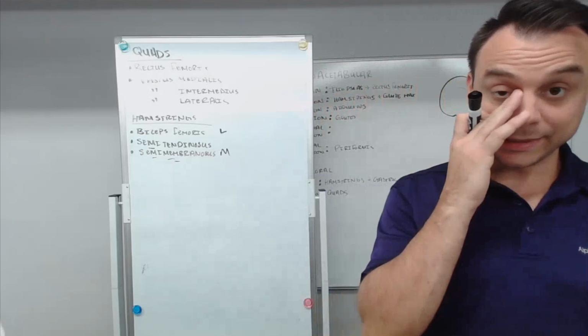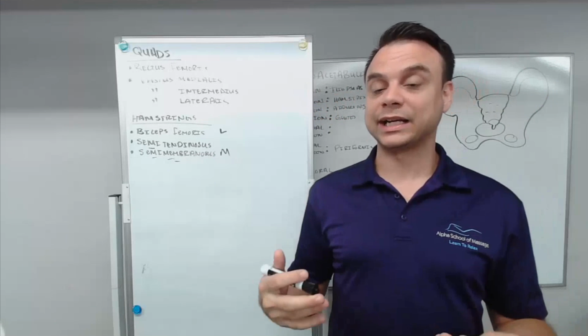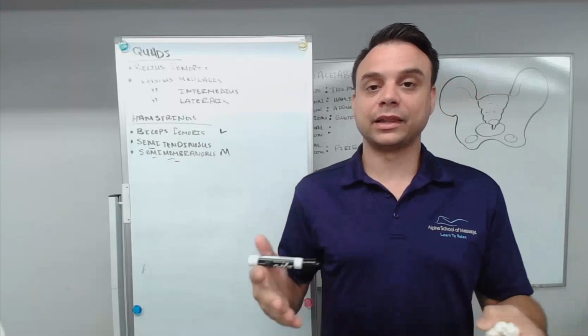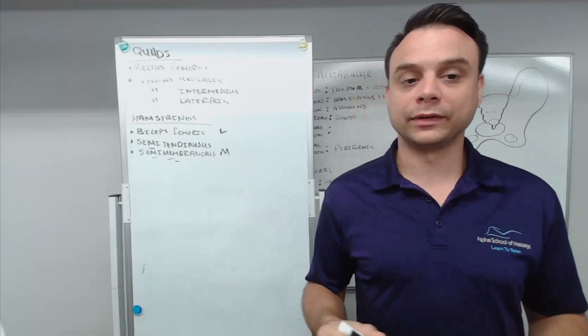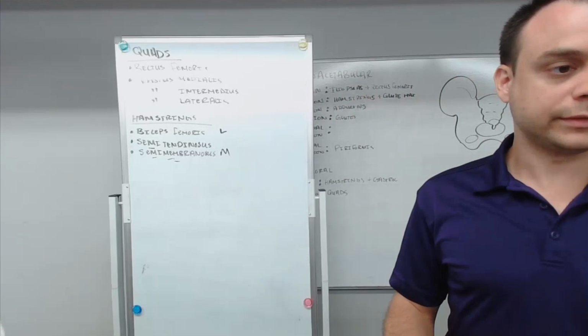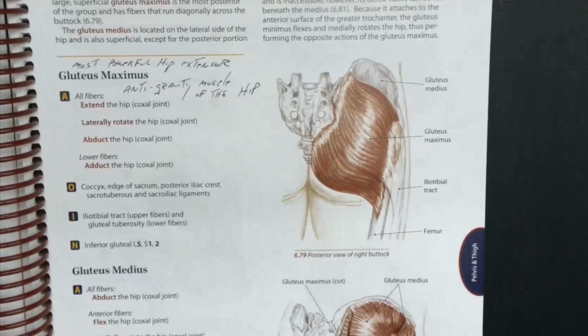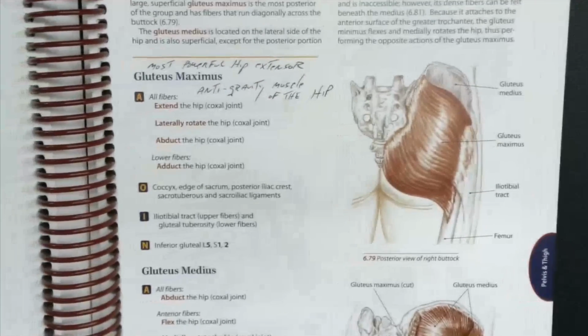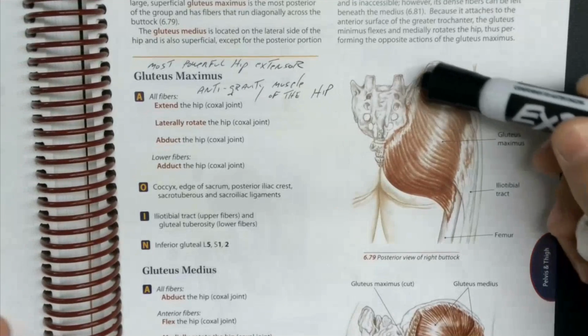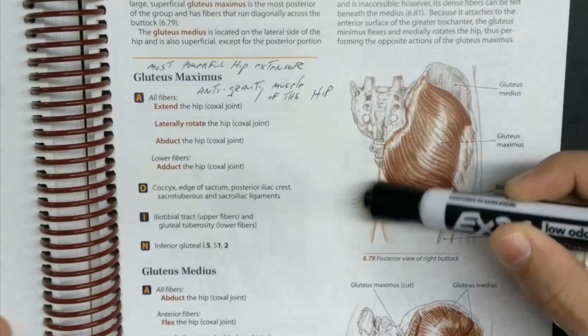So gluteus maximus is the muscle that we iconically recognize as the butt muscle, as the butt. And with a picture, we can kind of see where it's attaching to. The gluteus maximus, obviously being the largest of them all, attaches on lots of different attachment sites, right?